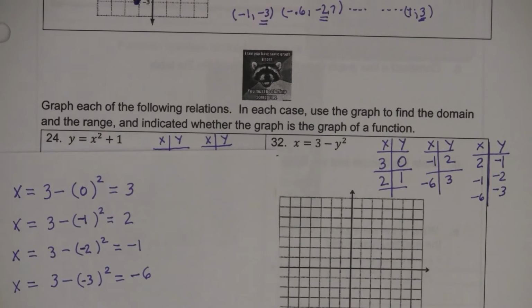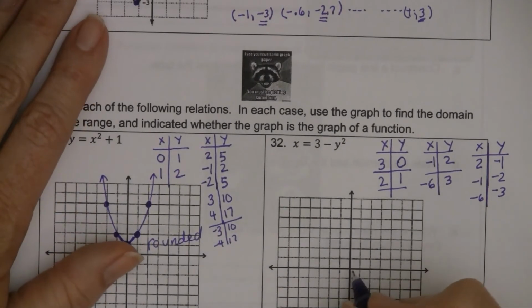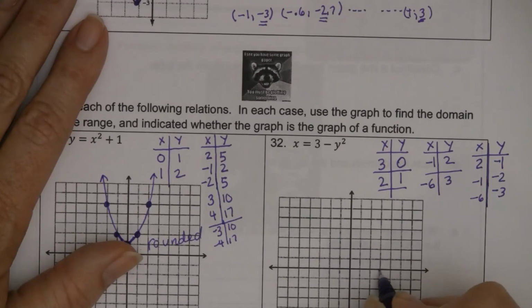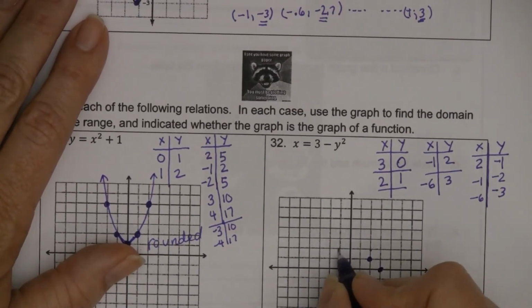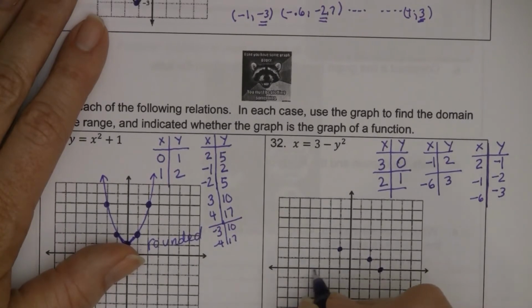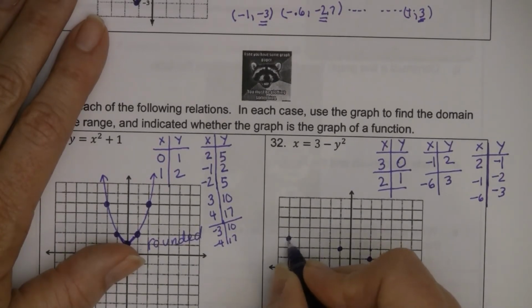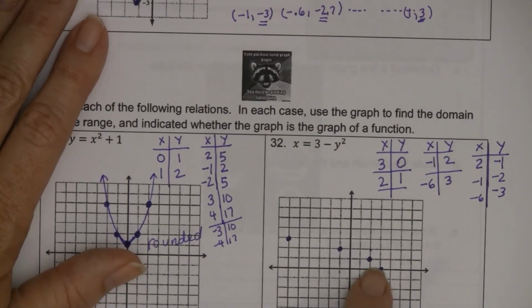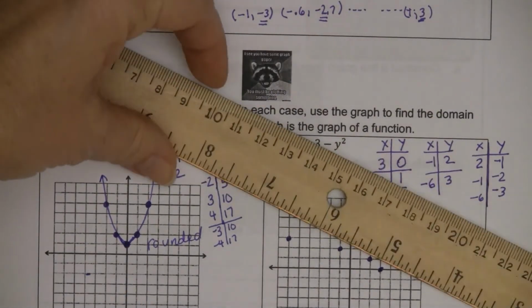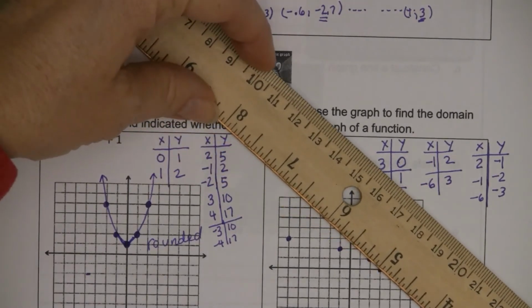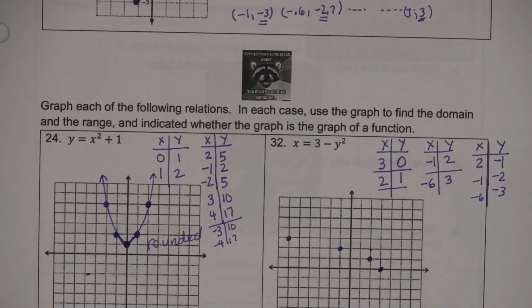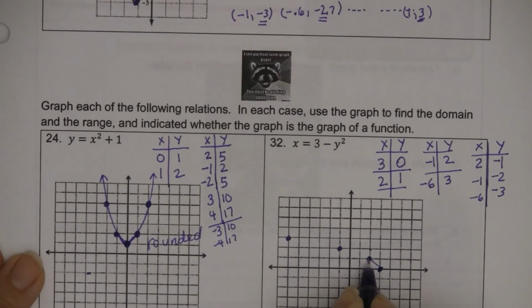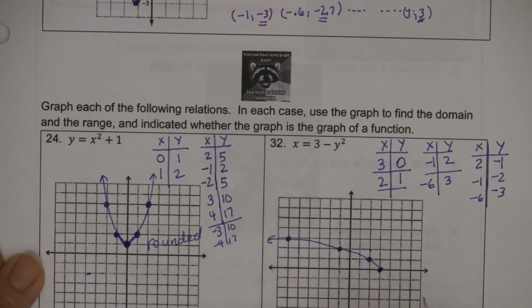And now I'm going to plot all of those points. I have a lot of points. So over 3, 1, 2, 3, up 0, over 2, up 1, over negative 1, up 2, and over negative 6, up 3. And you can see that you kind of have that curve again. If I laid a ruler through it, no, it is not making a line, right? Even if I go through those two, it's curving is what it's doing. And so this curves here. I don't know why it's hard for me to draw these on their side.